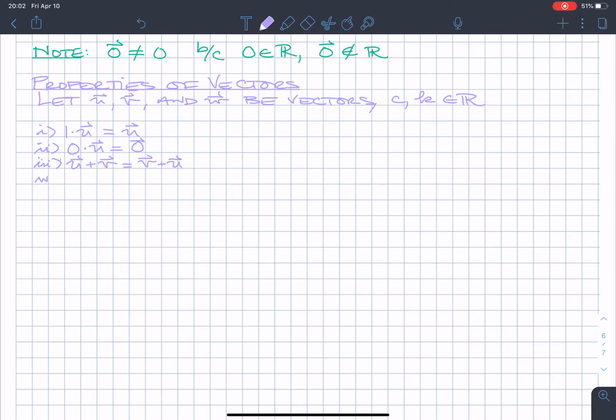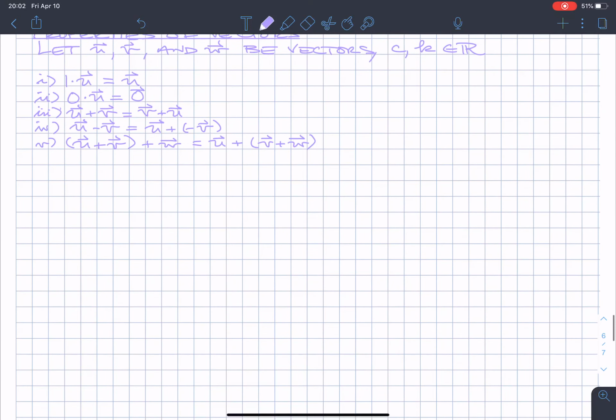Okay, so number 4, if I have u minus v, now that is not associative, but it is u plus a negative v. Number 5, if I have u plus v, and then I add to that vector w, that's the same as adding u to the sum of v and w. So it doesn't matter what order I add vectors in, it's still the same result.